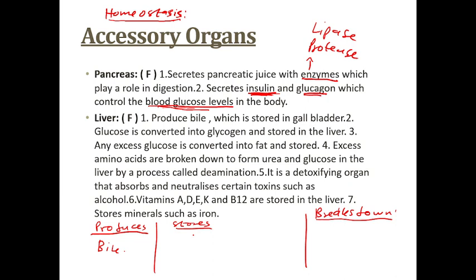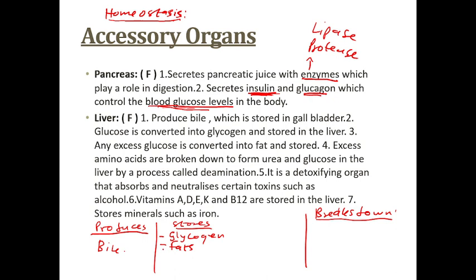Okay, now let's go to what it stores. When you have excess glucose in your body, the liver can turn that glucose into two things. First, it can convert the glucose to glycogen, and then it stores it. It can also convert glucose into fats and then stores the fats. So the liver stores glycogen and fats. Glycogen is like your immediate fuel reserve, your reserve tank.